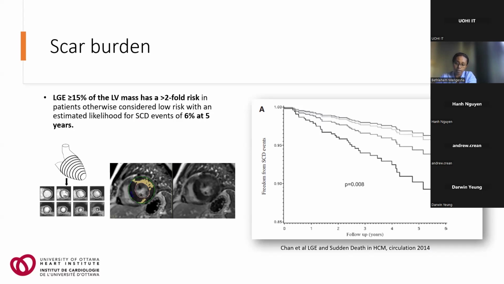To quantify the enhanced myocardium, different techniques have been used, one of them being signal threshold versus reference mean, where we select an area of normal myocardium as a reference, and we set a grayscale threshold by applying a number of standard deviations above the mean signal intensity of the normal myocardium. Then the semi-automated algorithm identifies the high signal intensity LGE pixels in the LV wall, and we quantify that as scar burden reported as a proportion of the total LV mass.